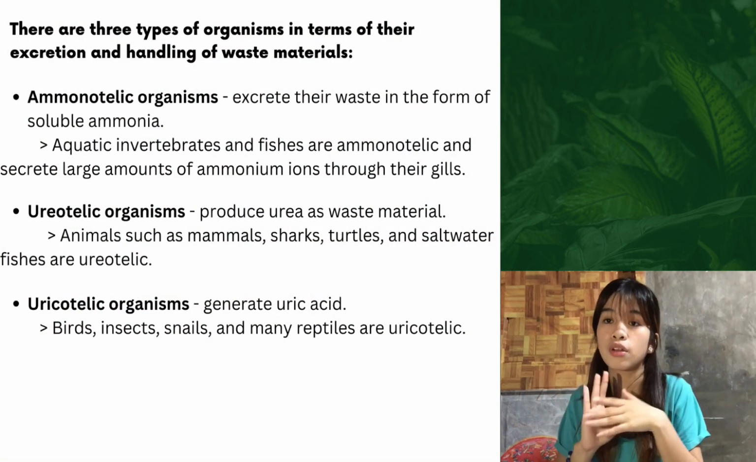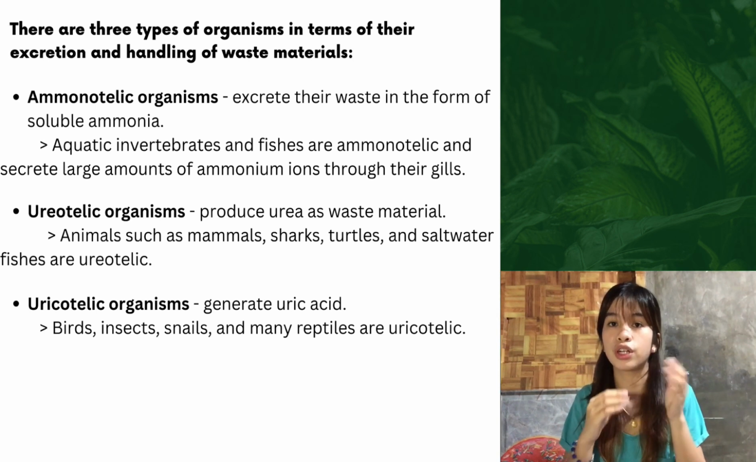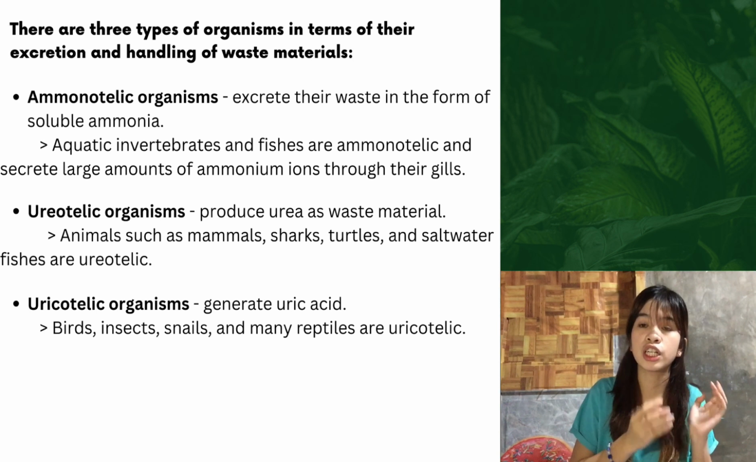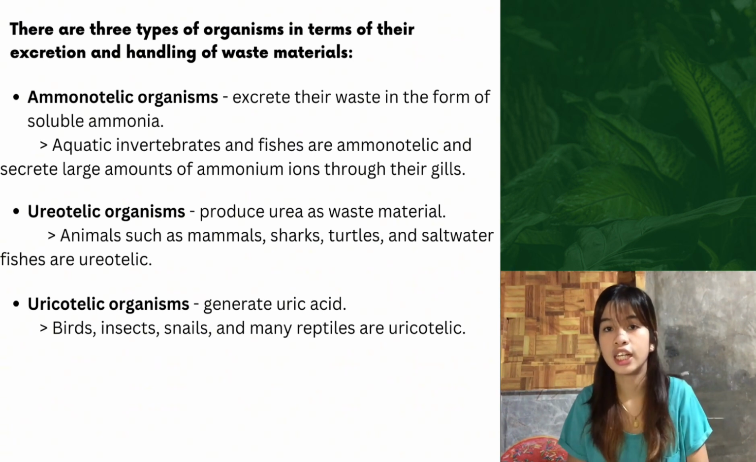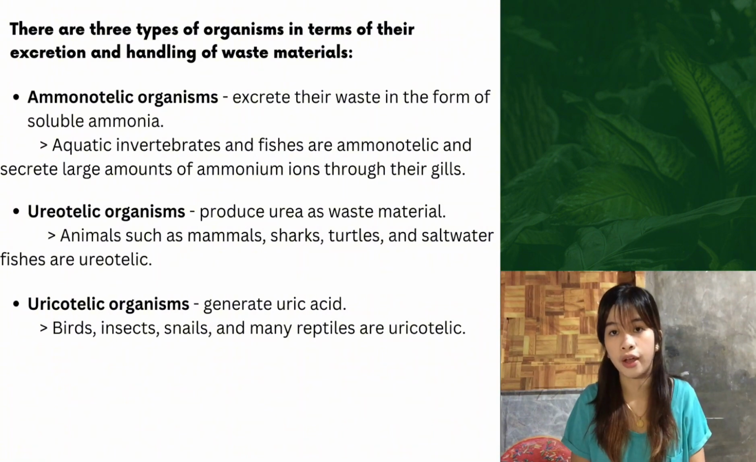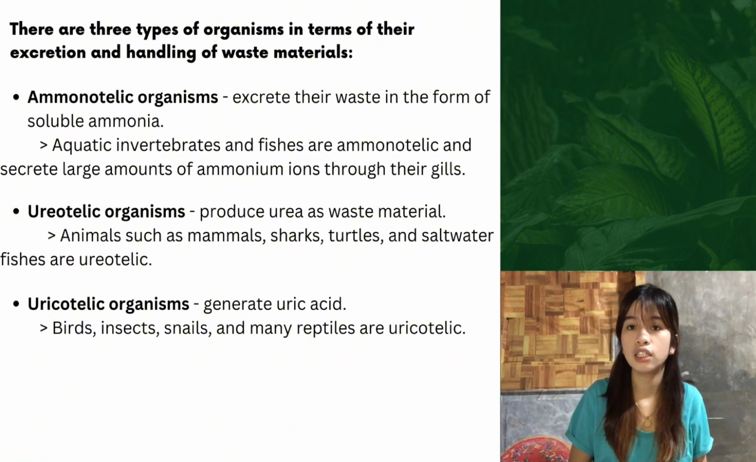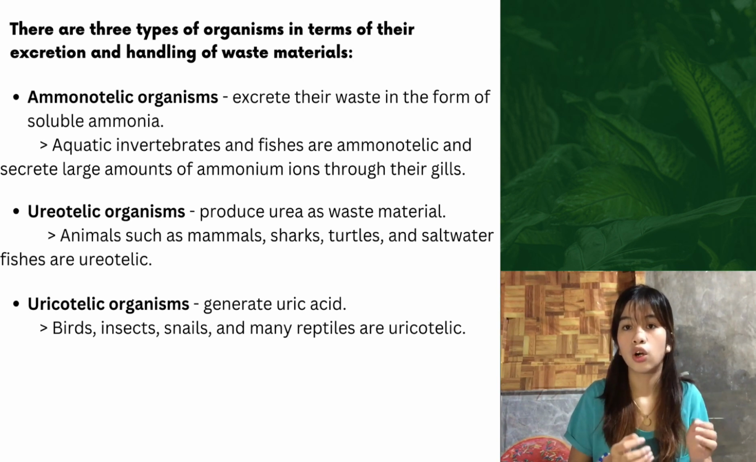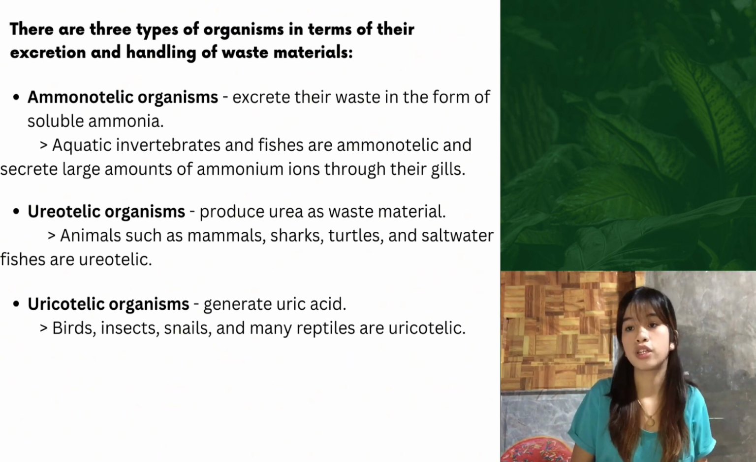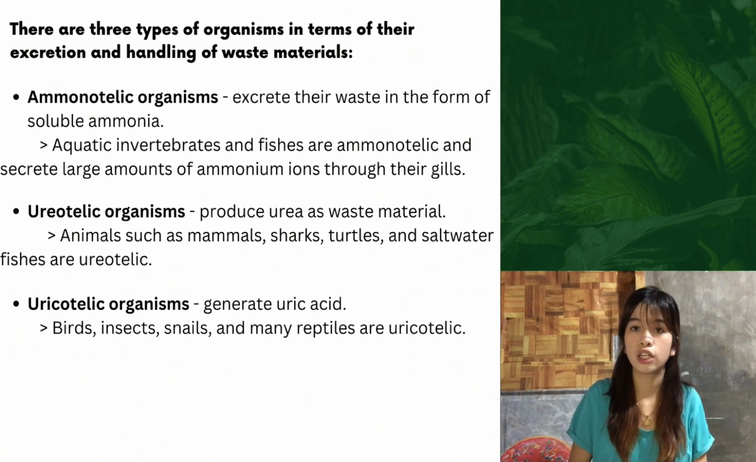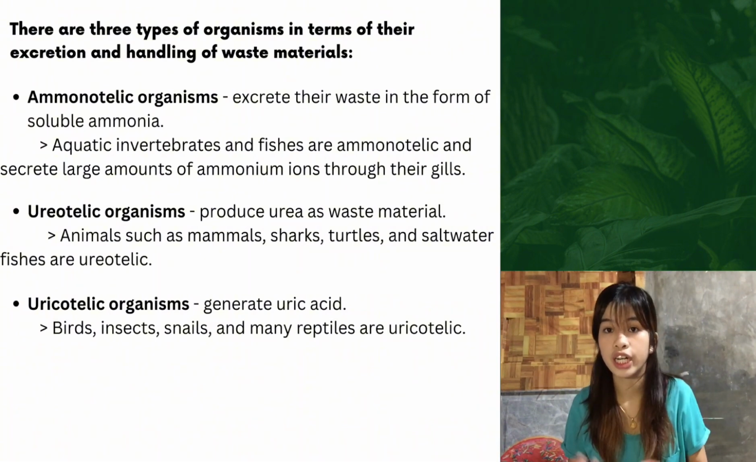There are three types of organisms in terms of their excretion and handling of waste materials. The first type is the ammonotelic organism. It excretes its waste in the form of soluble ammonia. The second type is the ureotelic organism. It produces urea as waste material. And lastly, the uricotelic organism. It generates uric acid.